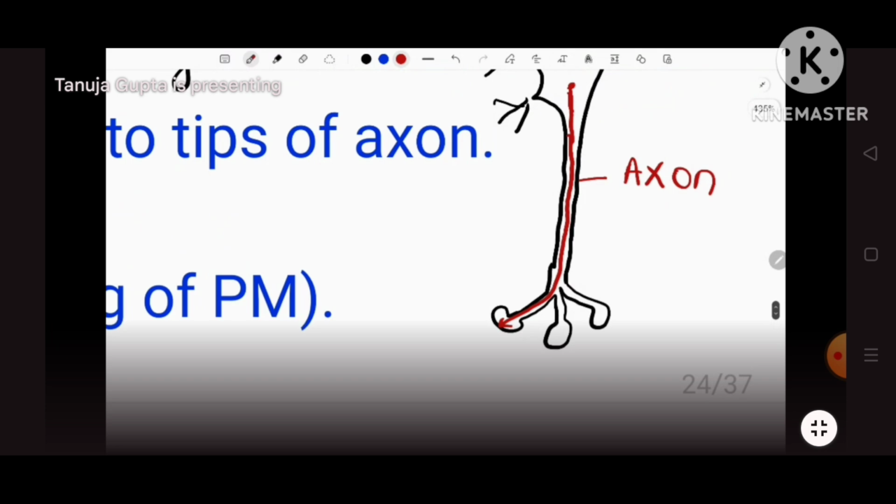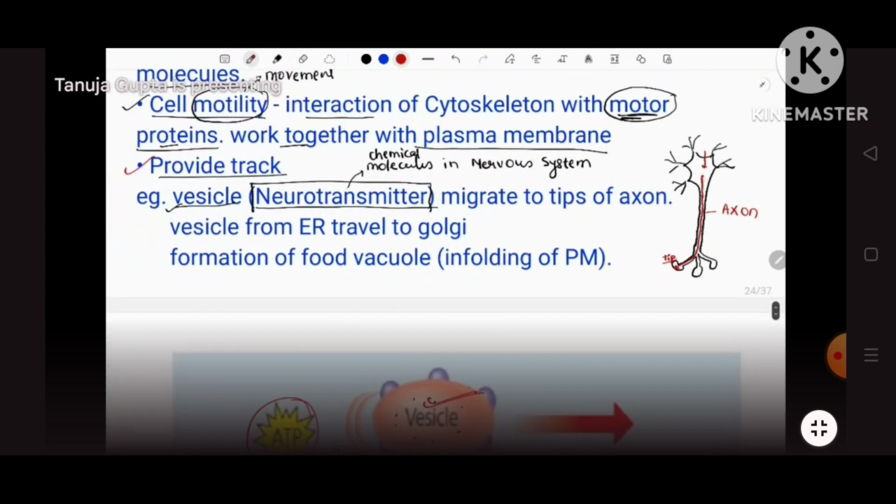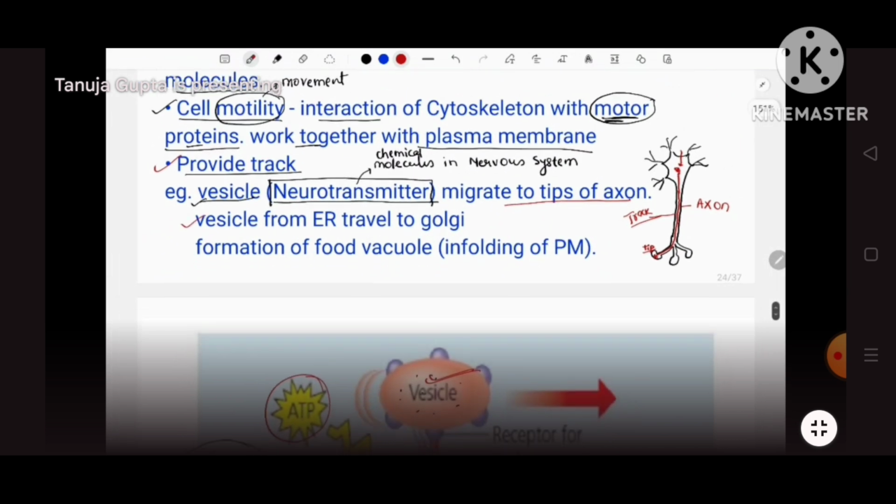Okay, did you get it? They reach ultimately the tip of the axon. What is this? Tip. So it ultimately reaches over here. So how do these molecules get to know they have to run along this one direction only? This is because of the cytoskeleton, because the cytoskeleton is providing a track on which it is moving. So that is what it is telling: the vesicle or neurotransmitter migrates to the tips of the axon with the help of the cytoskeleton. The second example is what?